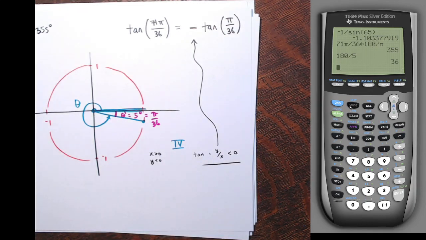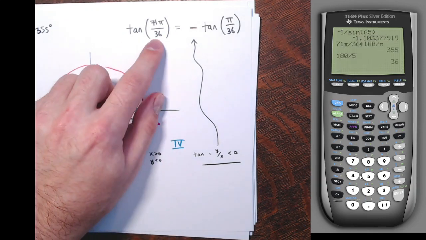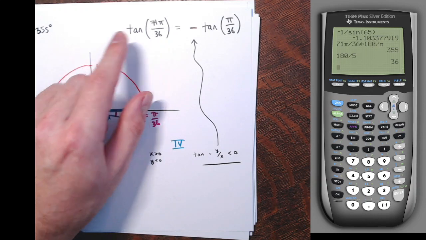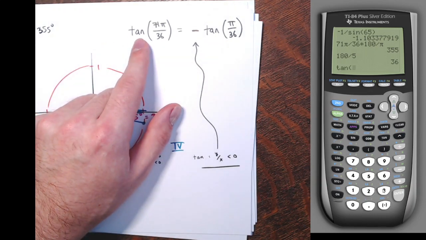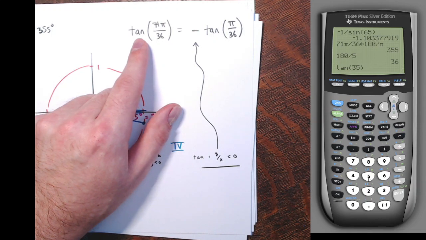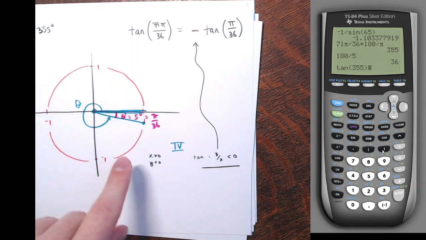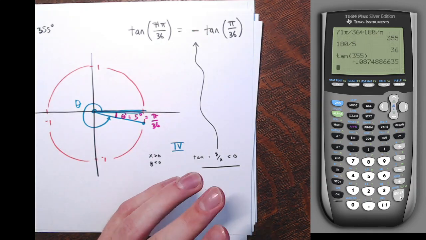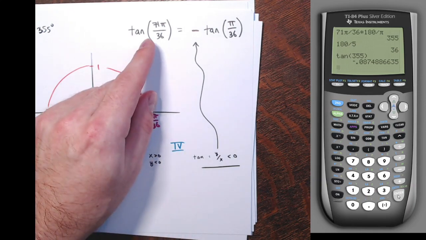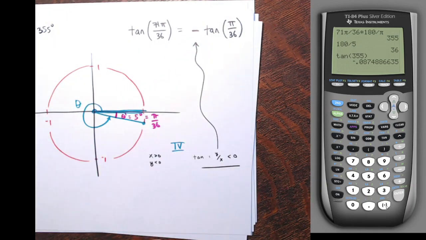Now I'm still in degree mode. You can change back to radians, but it'll be easier to enter in degrees. So I'll just leave it in degree mode. Remember, this is 355 degrees. I wrote that over here. So I'll put in the tangent of 355 degrees. Oops, not 35, 355. And it should be negative, right? We said it would be negative. Negative 0.087, blah, blah, blah. That's the left side. Now I'll put in the right side.